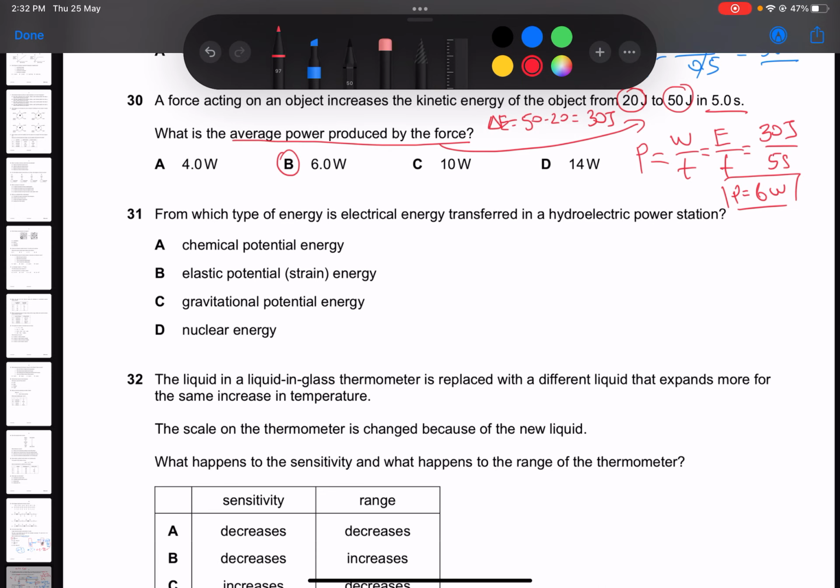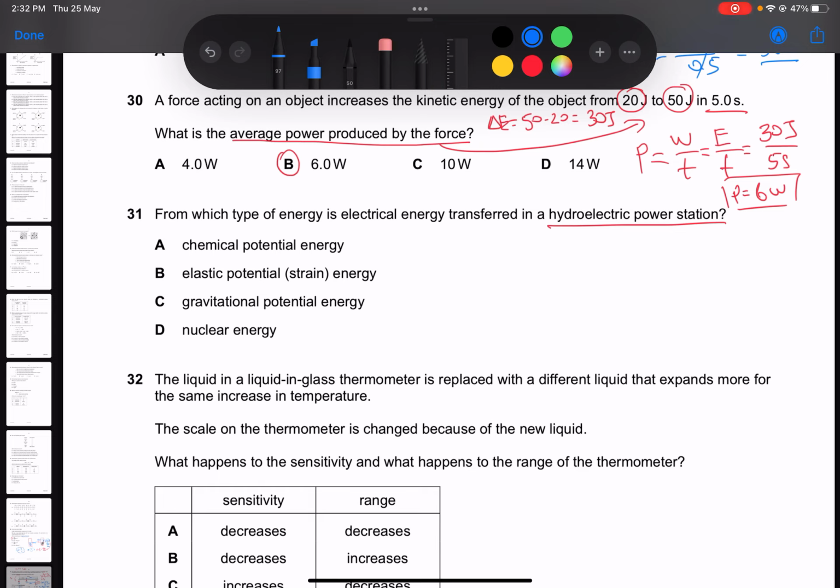31. From which type of energy is electrical energy transferred in hydroelectric power stations? What is this hydroelectric power station? Basically, we use a waterfall, right? Water to generate electricity. So we don't take electricity from water. We use water to generate electricity.